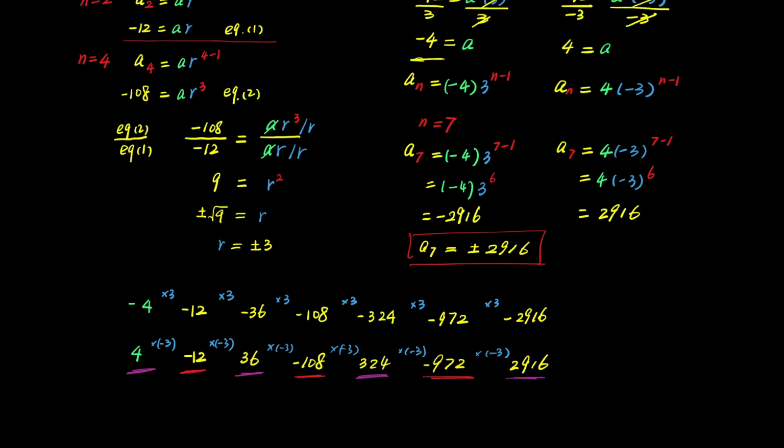Therefore, we have the second term and the fourth term as negative 12 and negative 108. But the seventh term is positive 2916. Now you can see that we have two sequences where the even number terms match, but the odd number terms don't. So this is why we have two solutions for the seventh term, which is an odd number term.